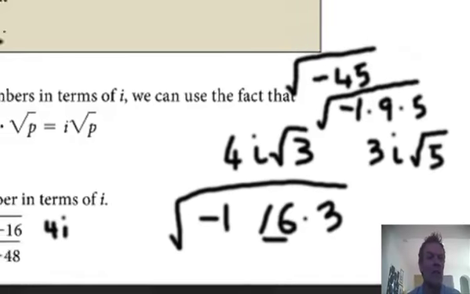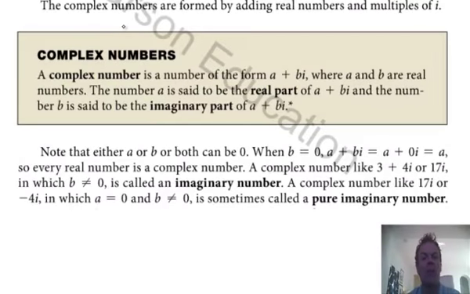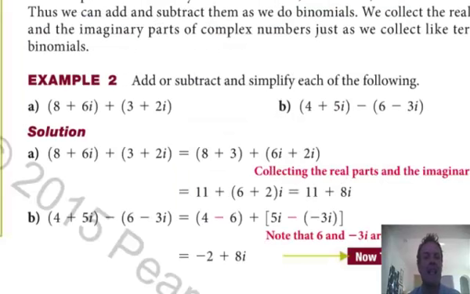What else can we do here? Let's have a look. The complex numbers are formed by adding real numbers and multiples of i. Here's the general form, just read through that, complex numbers such as 2 plus 5i, or 3 minus 2i, things like that. Adding and subtracting.